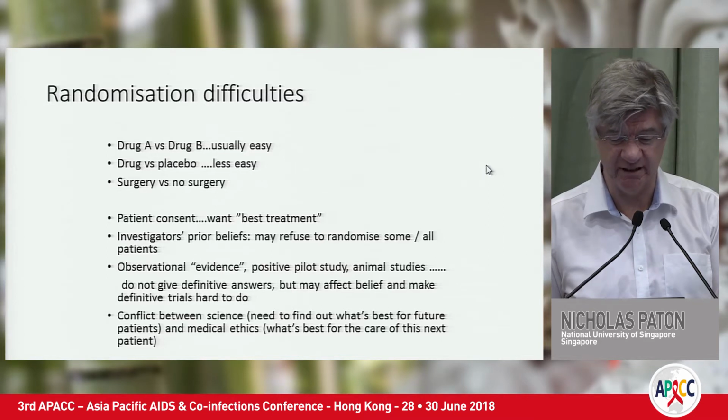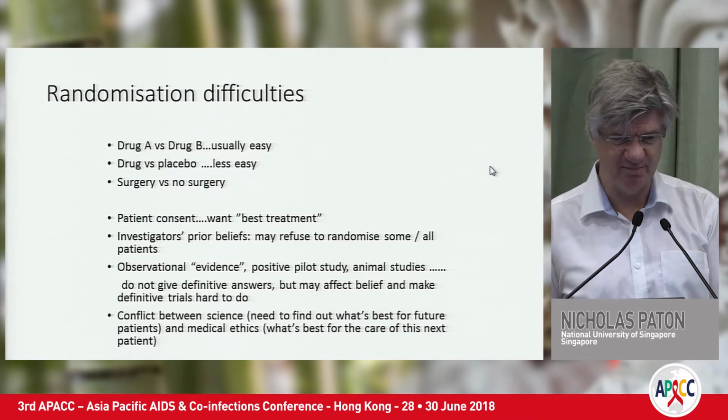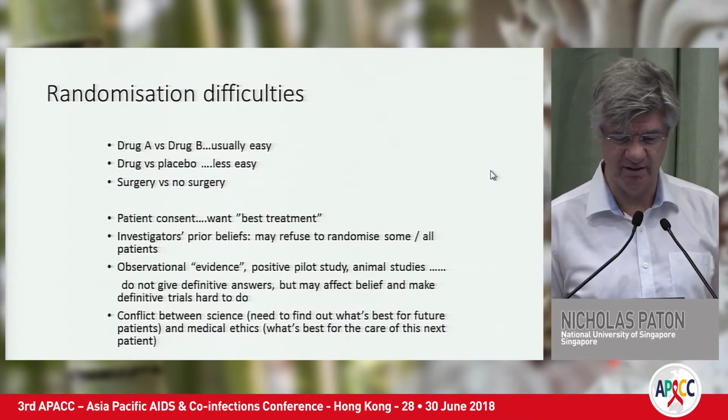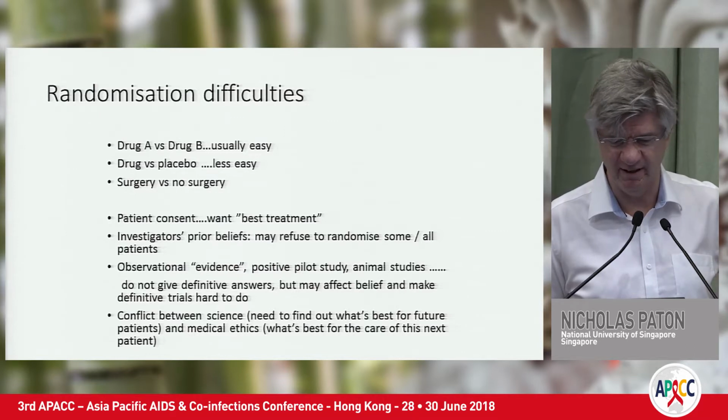Randomization has some difficulties. If it's drug A versus drug B, it's usually relatively easy. If it's drug versus placebo, that's more challenging because patients don't like the idea of being on placebo for anything serious. If it's surgery versus no surgery, you've got a real problem, but people have found ways around that.